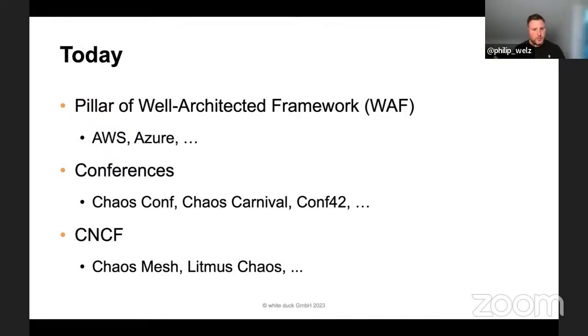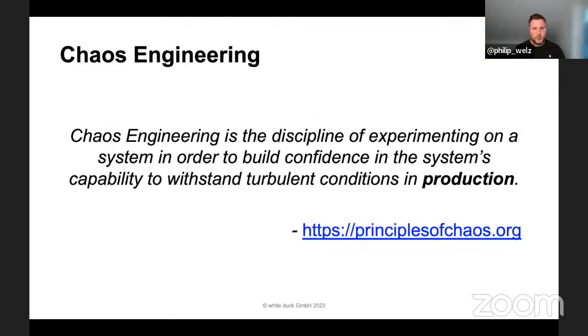Because we're in the cloud native space, we have CNCF adoption for sure, with Kubernetes also for sure. We have two incubating projects here: Chaos Mesh and Litmus Chaos. And there are some other tools around.